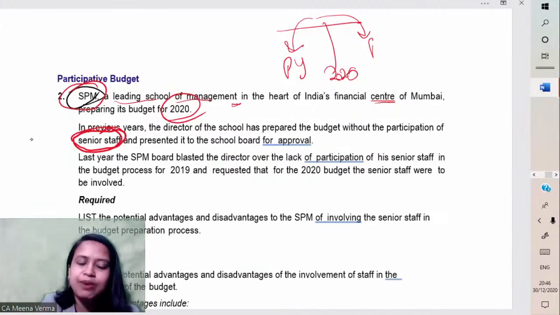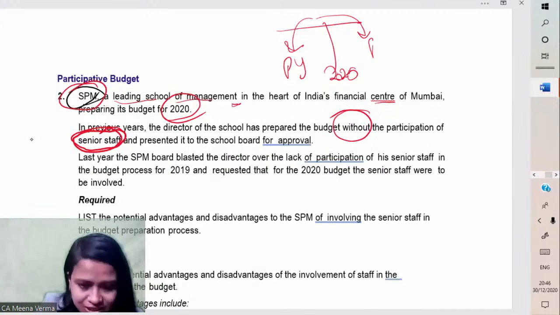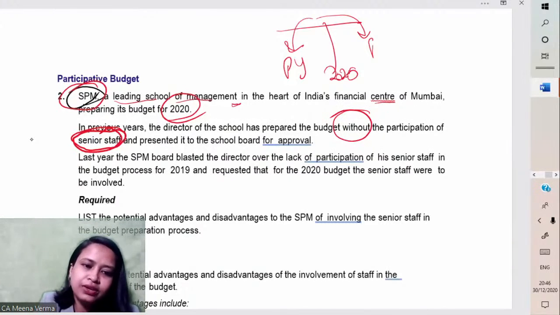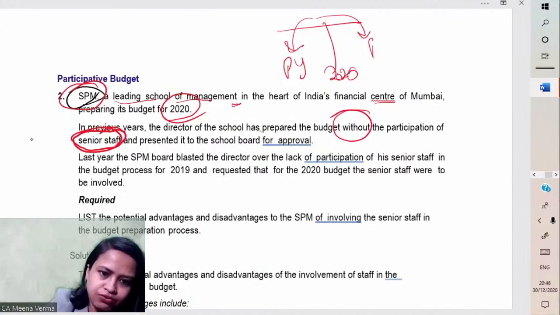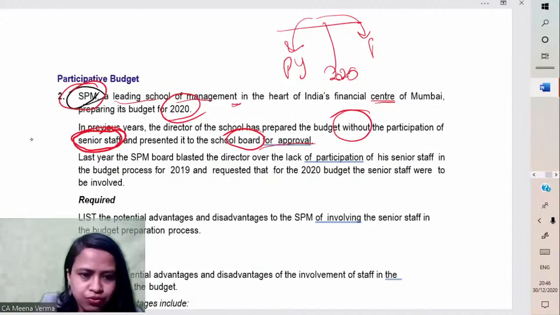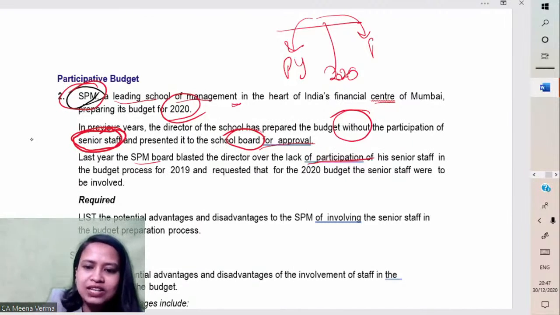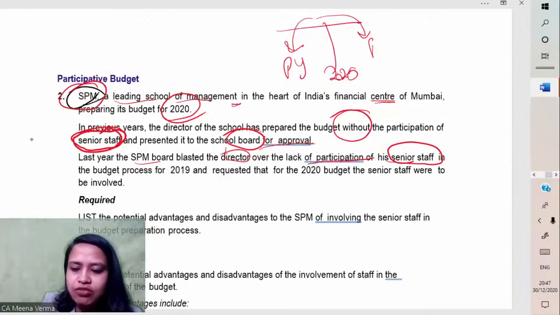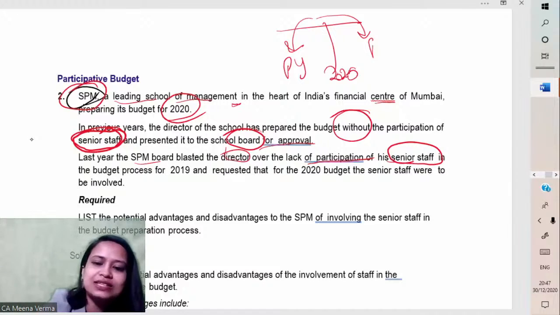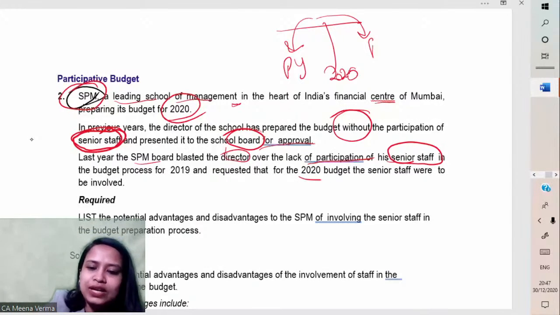So you have prepared this budget without participation of the senior management, and you have sent it to the board for its approval. Last year, the SPM board blasted the director over the lack of participation of senior staff. The director was angry, saying that involvement of the senior management in budgets is important. He blasted that the senior management was not involved in the 2019 budget, and requested the involvement of the senior staff in the 2020 budget.